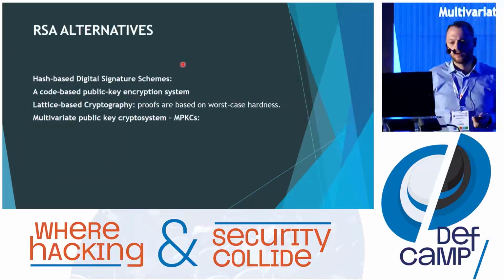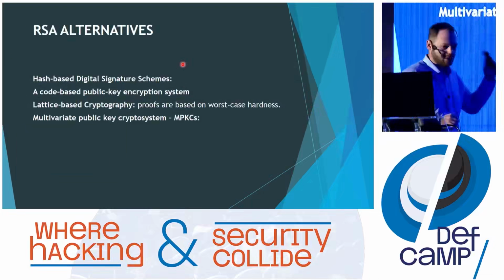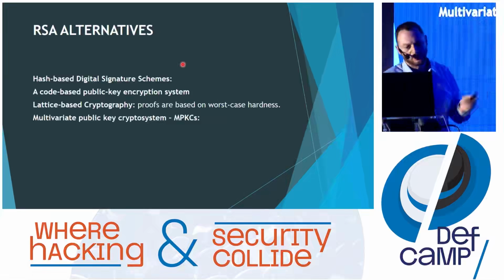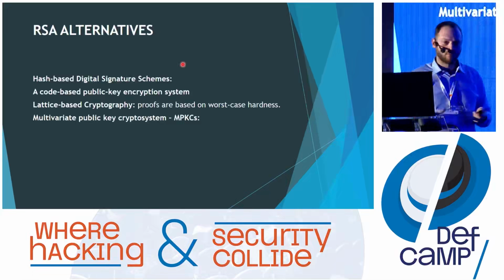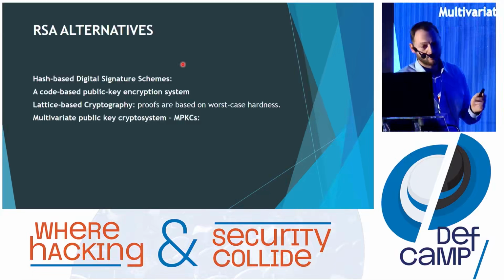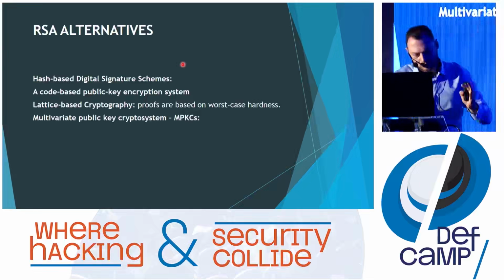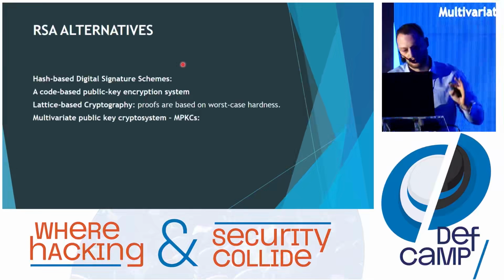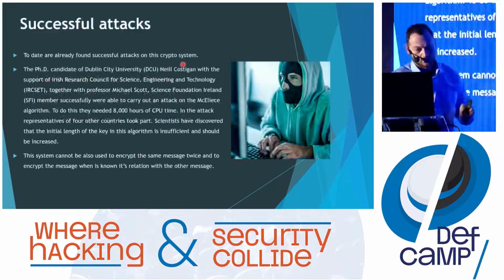We do have different RSA alternatives. Here is the list of them: hash-based digital signatures, code-based, lattice-based cryptography, multivariate public key crypto systems. Last year I was talking about lattice-based, but now the integration with hash. And today our results are only connected to hash-based digital signature schemes. So let's talk about them today.